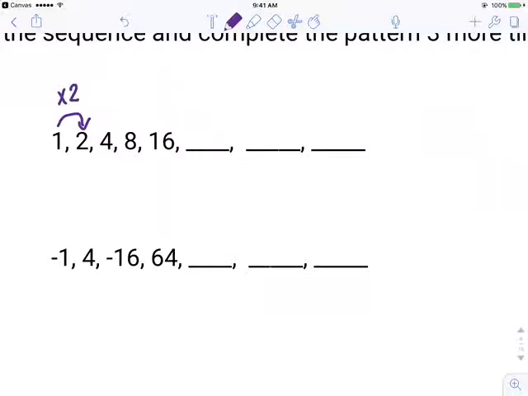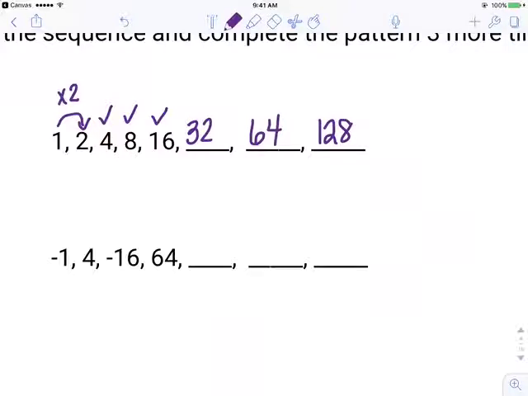Then we're going to check, does 2 times 2 equal 4? Yes. Does 2 times 4 equal 8? Yes. And does 2 times 8 equal 16? So we know that the rule is times 2. So when we do that, we do 16 times 2, and we get 32. 32 times 2, we get 64. And 64 times 2, we get 128.